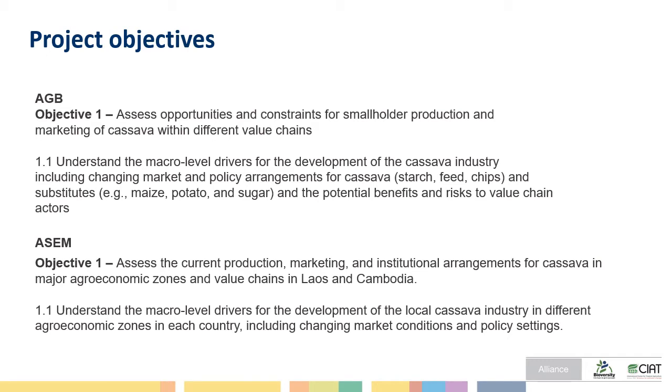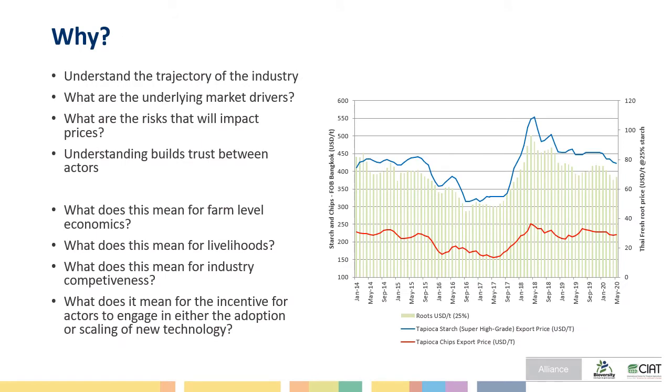In terms of the project objectives, this presentation is related to objective 1.1 in both of the projects. Why we wanted to do this and include it in the project, there's a number of reasons. Firstly, it's really important to understand where an industry is going. I think cassava is often lumped into the discourse around boom crops, which usually entails that there is a bust, but is this a boom crop, or is this an industry that is continuing to grow? So what are the underlying drivers for the current expansion, and what does it mean for the future?